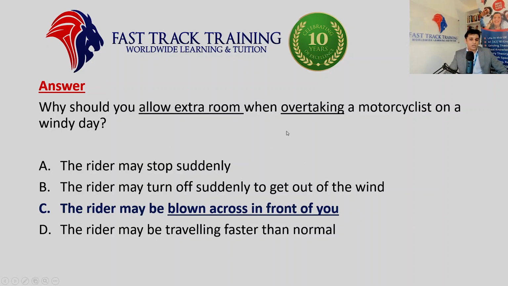So this is a question a lot of students get wrong. And they get it wrong because they don't know what the word blown means. Blown is when a big wind comes and pushes them. So you have to allow extra room when overtaking because the rider may be blown across in front of you.